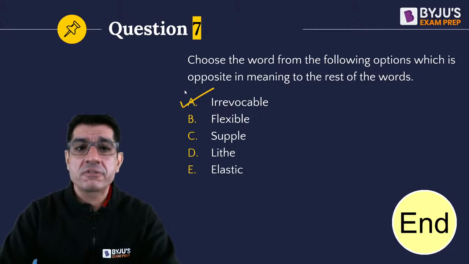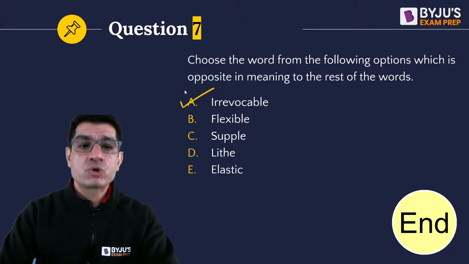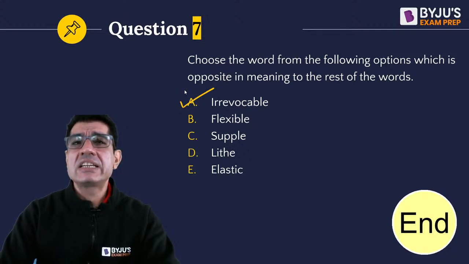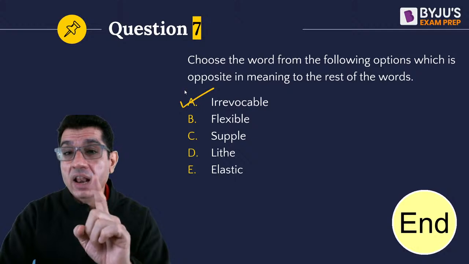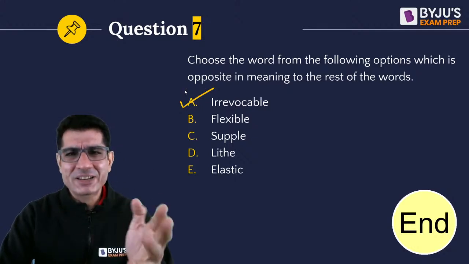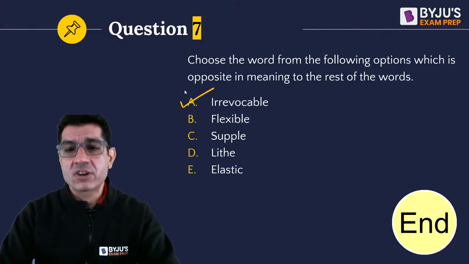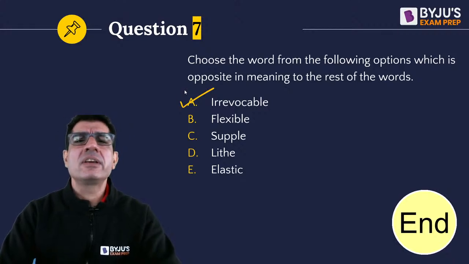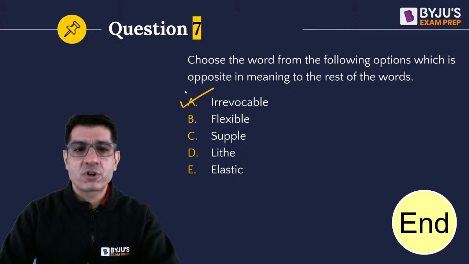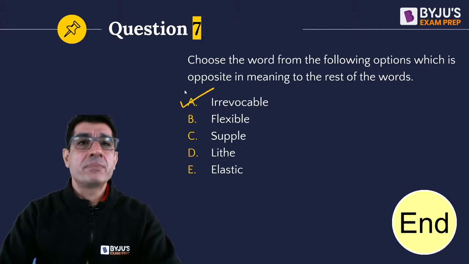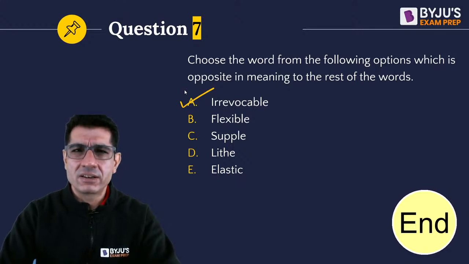So let's look at the meaning of C. Lithe. Lithe is normally used for a person's body. So if a person has a very thin, supple and graceful body, that supple, flexible body, then you'd call that person lithe. So flexible, supple, lithe, elastic are all synonyms, whereas irrevocable is not even linked with the other 4 words. Irrevocable simply means something that cannot be changed, something that cannot be reversed, final.